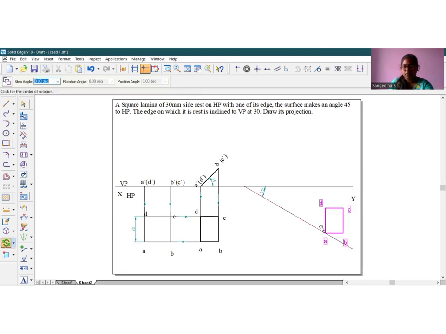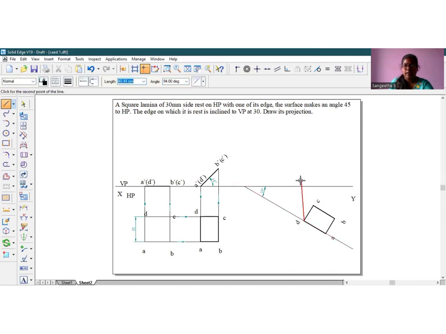So let's hold point A to D. Let's rotate. Now again let's draw a projection line from A, B, C, D towards the XY line and above. The projection line is a normal line.